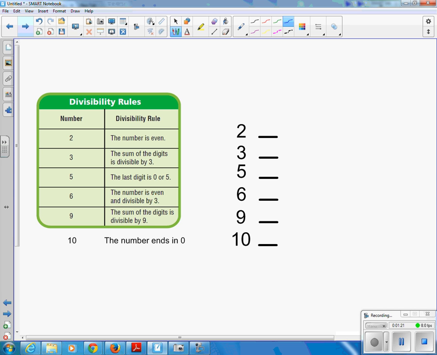If we take the number 12, let's see. Is it divisible by 2? Let's see. Is the number even? 12 is even. It ends in 2. That means yes. I'm going to put a Y for yes. Is it divisible by 3? Let's look at the rule for 3. The sum of the digits is divisible by 3. Well, if I add the digits of 12, 1 plus 2 is 3. And 3 is divisible by 3, right? 3 is a multiple of 3. So we're going to say that yes, the number is divisible by 3.